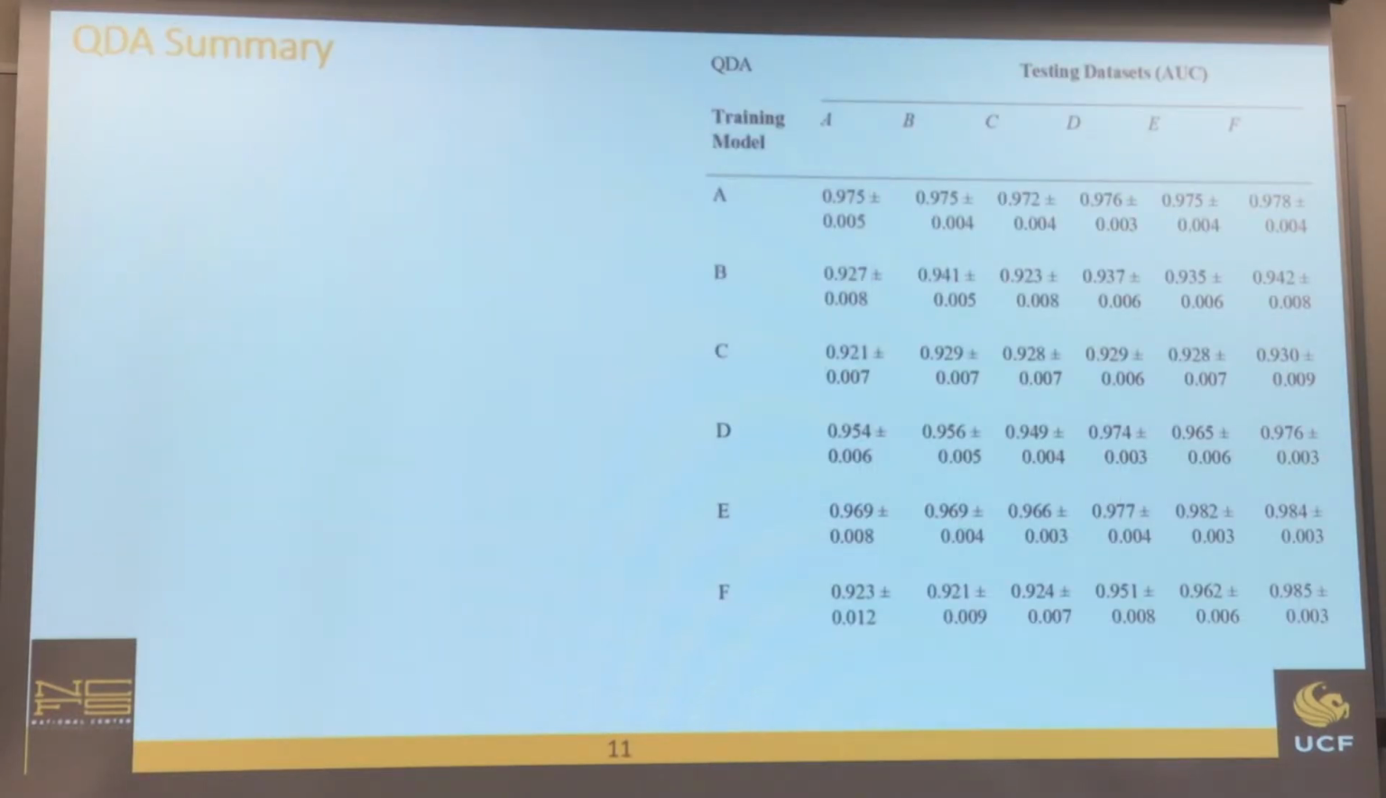When looking at a summary of all the QDA data, you can see here that for the QDA approach, regardless of the population distribution as the model or between those testing data sets, you get a fairly high area under the curve. However, there's a slight difference between which population distribution was used as the model.